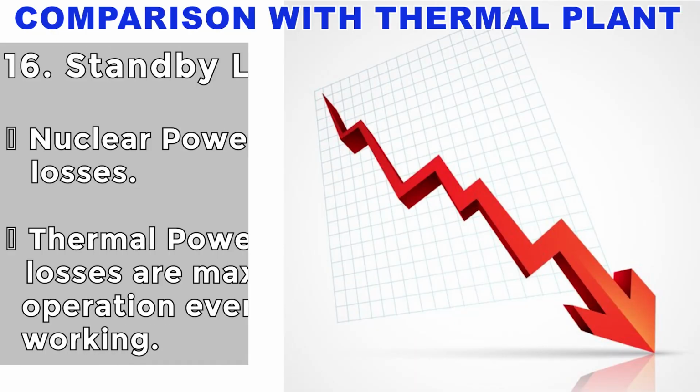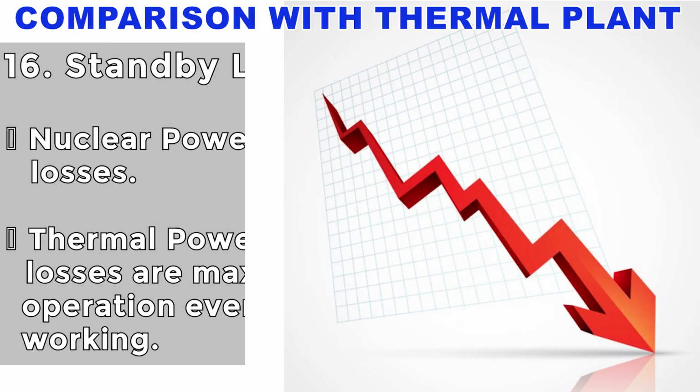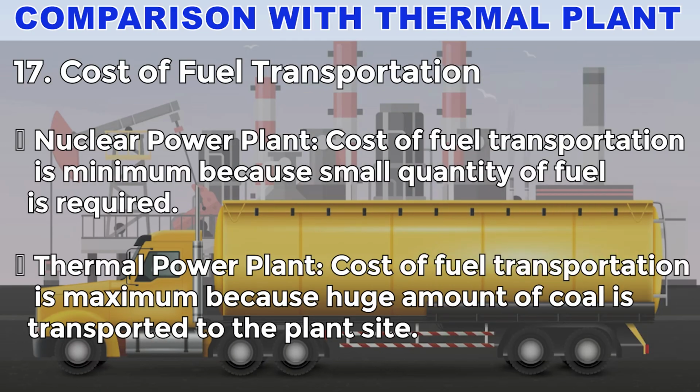Next comparison is standby losses. Nuclear power plant has less standby losses, and in thermal power plant, standby losses are maximum as boiler remains in operation even when the turbine is not working. Next comparison is cost of fuel transportation. In nuclear power plant, cost of fuel transportation is minimum because a small quantity of fuel is required, and in thermal power plant, cost of fuel transportation is maximum because huge amount of coal is transported to the plant site.